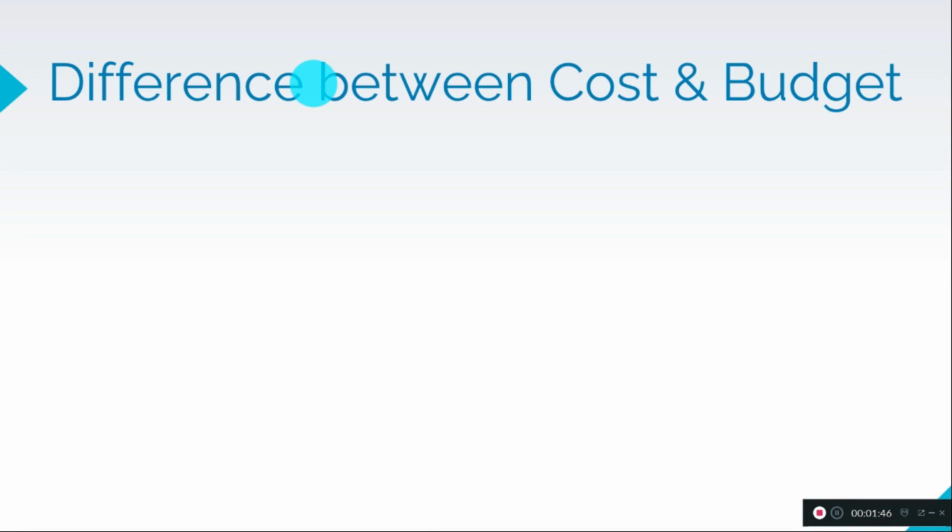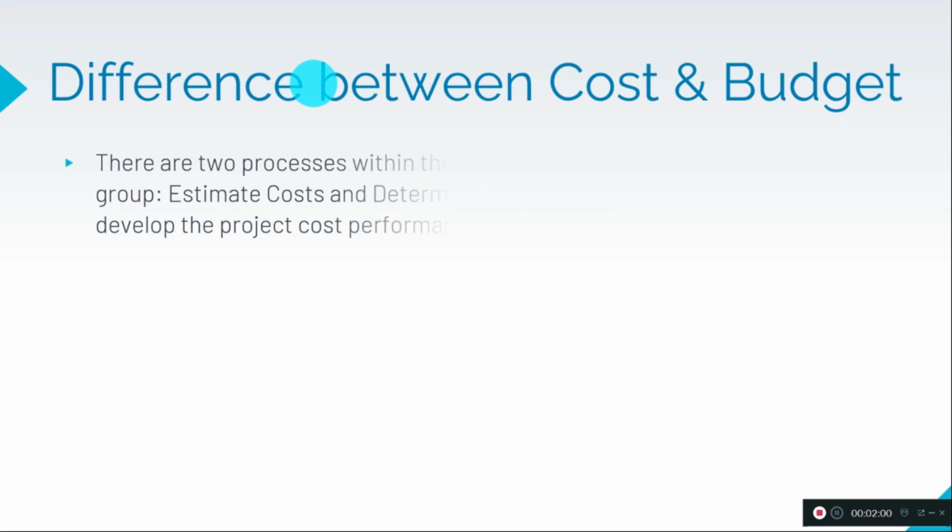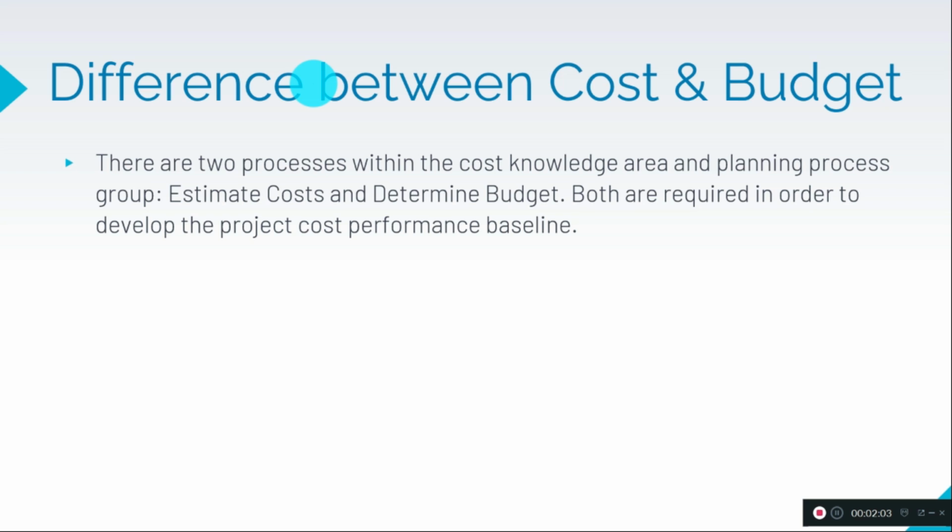So before starting the session, first we need to understand what is the difference between the cost and the budget. When we need to use the term cost, when we need to use the term budget. So there are two processes within the cost knowledge area and planning process group. As per the PMP certification, they have mentioned it's cost management. So within the cost, we are getting two terms, cost and budget. We need to estimate the cost and determine the budget.